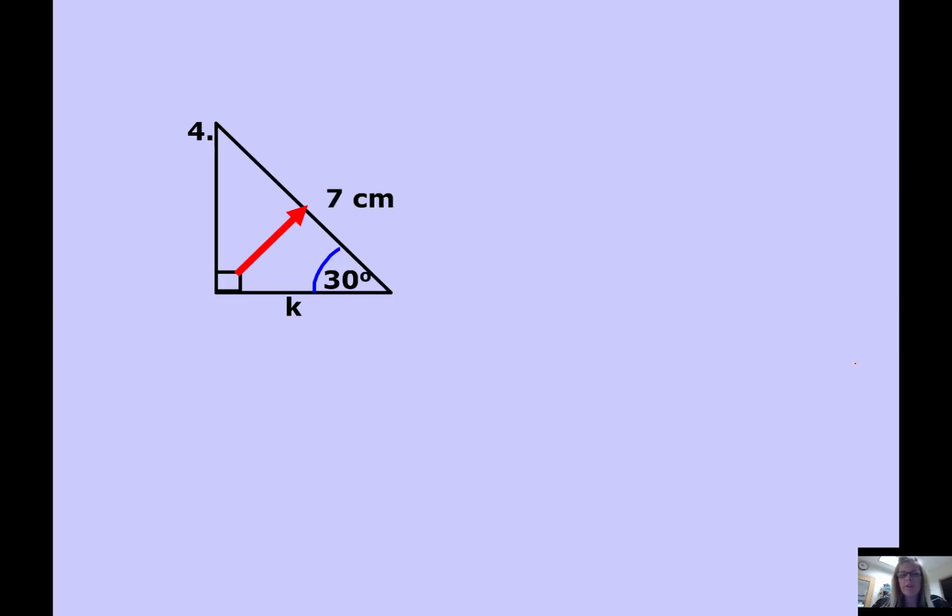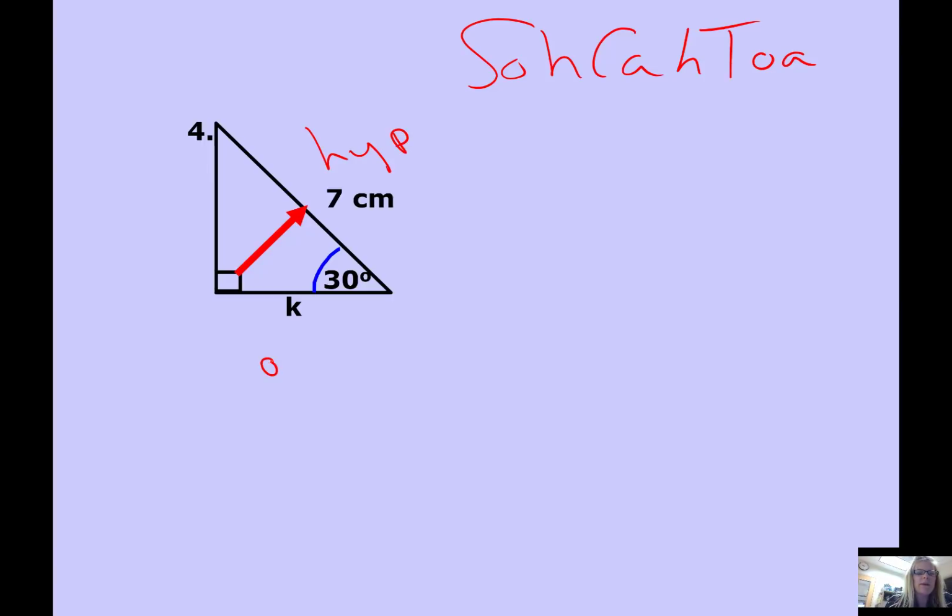So now what we're doing is we are finding a side given an angle and one of the other sides, okay? So how do we do this? We are still using SOHCAHTOA. Before you begin, always label what you know. I know 7 is my hypotenuse. I know K is my adjacent side. So that to me is going to be cosine.